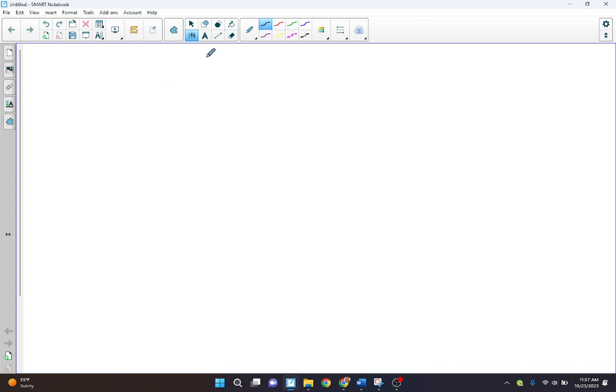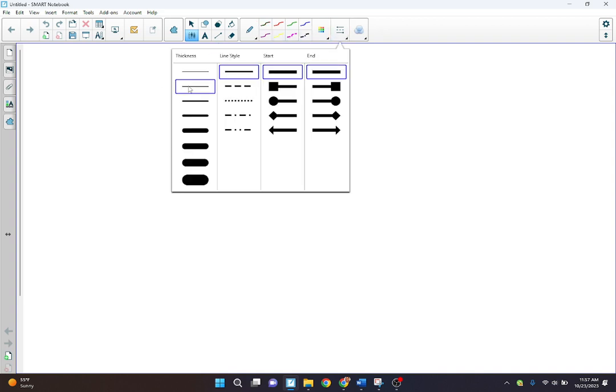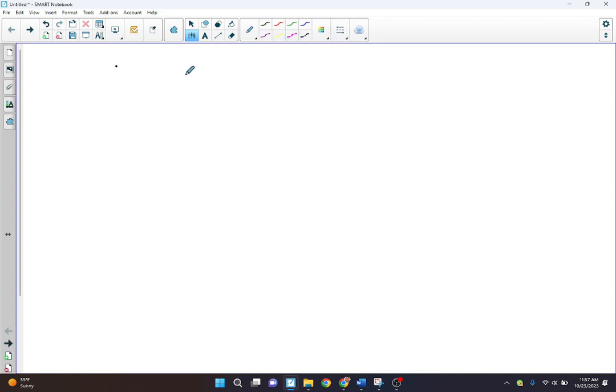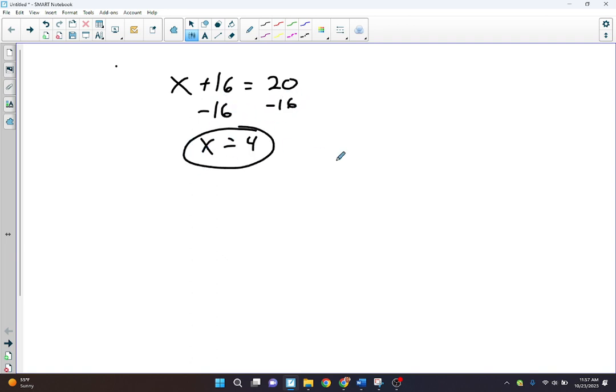So, reminder, first couple of things about the test is just solving equations. Like x plus 16 equals 20. You always do the opposite operation: minus 16, minus 16, x equals 4. Remember, the opposite of addition is subtraction, and vice versa. The opposite of multiplication is division, vice versa.